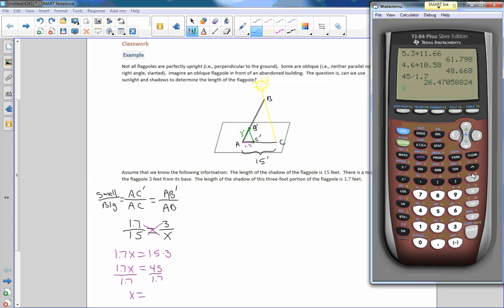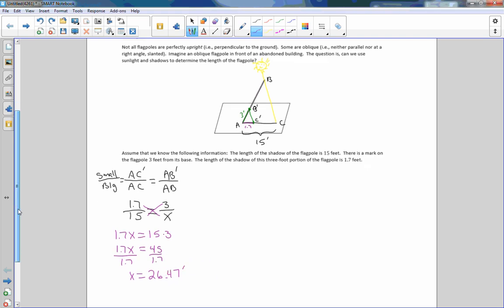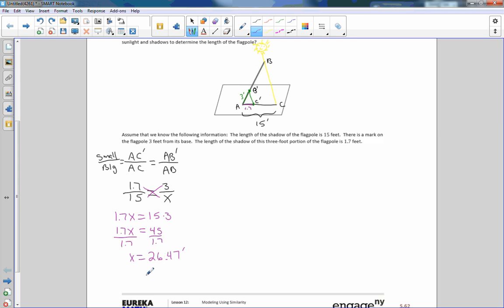Okay, so I'm going to use my calculator. We could do this without a calculator, but we're just going to save some time here. I'm going to take 45 divided by 1.7. And that is going to give me 26.47. Okay. So my answer is the flagpole is 26.47 feet. And instead of just leaving it X, I would probably go back and say, okay, now AB equals 26.47 feet. That is the flagpole.